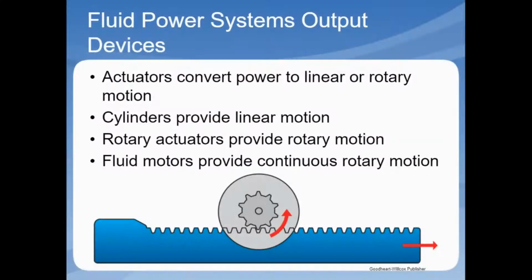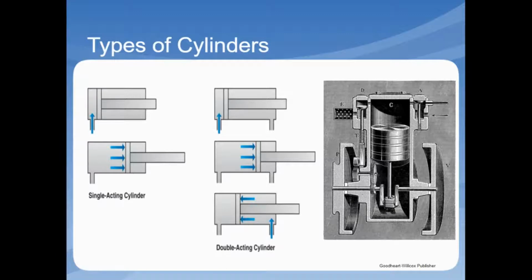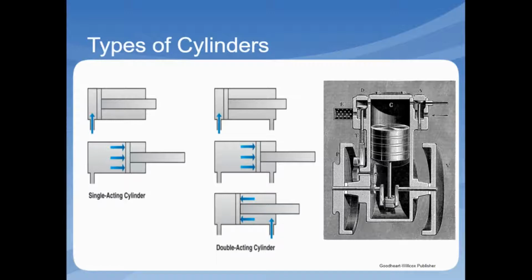The goal of any power system is to produce usable motion. The usable motion can be any of the 6 types of motion described earlier, but is often either rotary or linear. In fluid power systems, actuators convert fluid power into either linear or rotary motion. When linear motion is the desired outcome of a fluid power system, actuators known as cylinders are used.